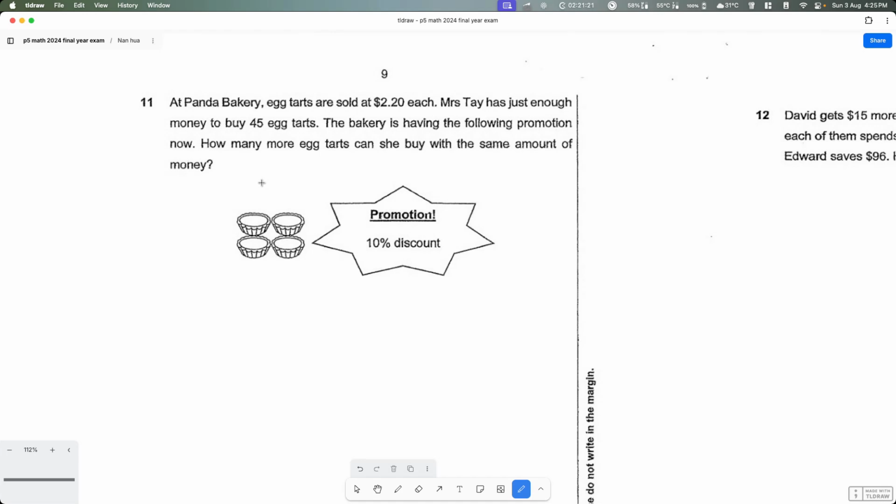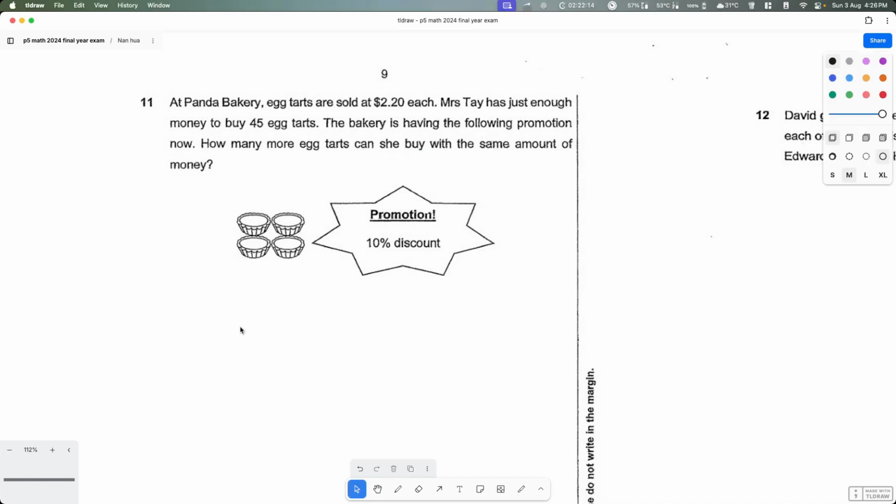Okay, it says here that at Panda Bakery, egg tarts are sold at $2.20 each. So Mrs. Tay has just enough money to buy 45 egg tarts. The bakery is having the following promotion now. How many more egg tarts can she buy with the same amount of money?